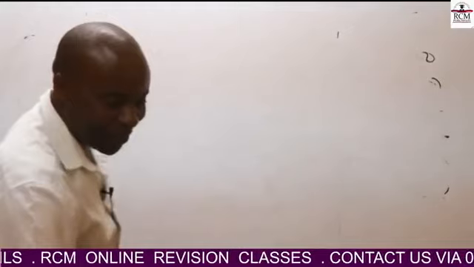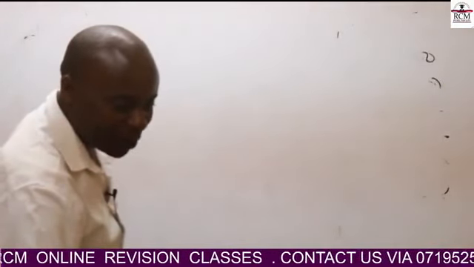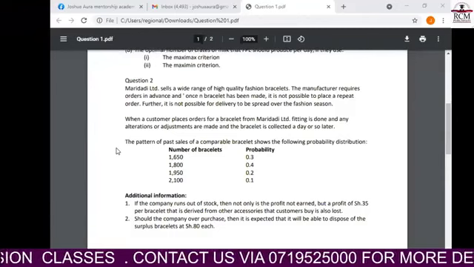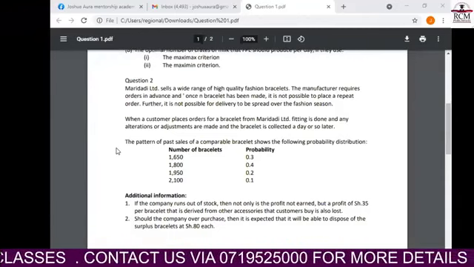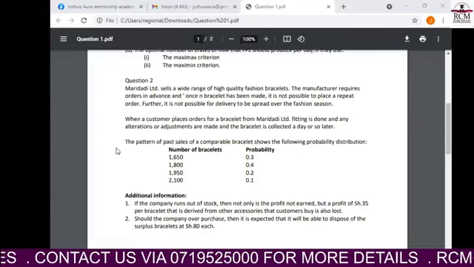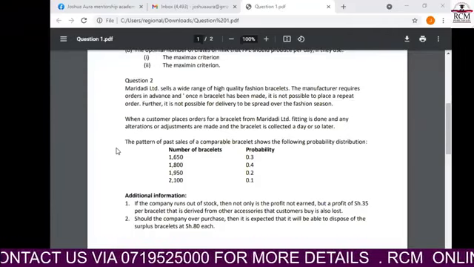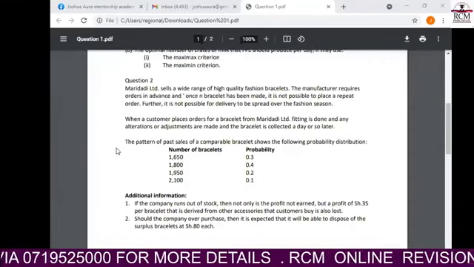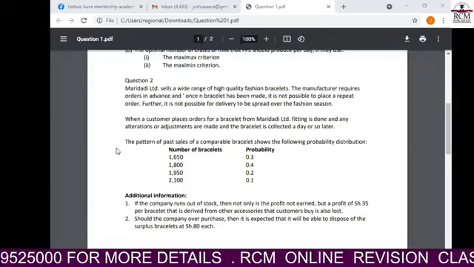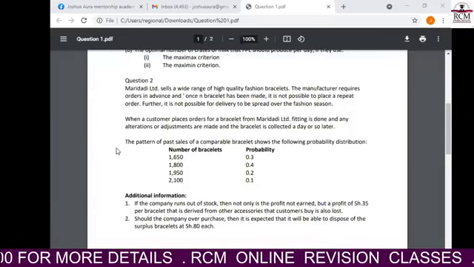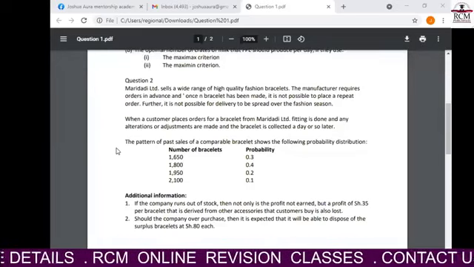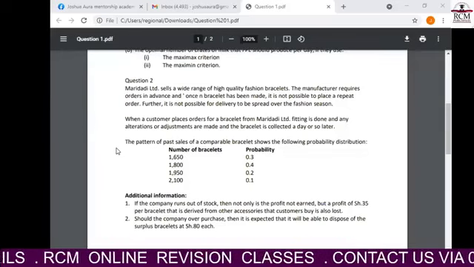This is a very easy question, Nicholas. It made me happy. So we are told here the number of bracelets. We have the supply. This is supply. So for supply, we have 1650, 1800, 1950, and 2100. And then demand will always be the same: 1650, 1800, 1950, and then 2100.